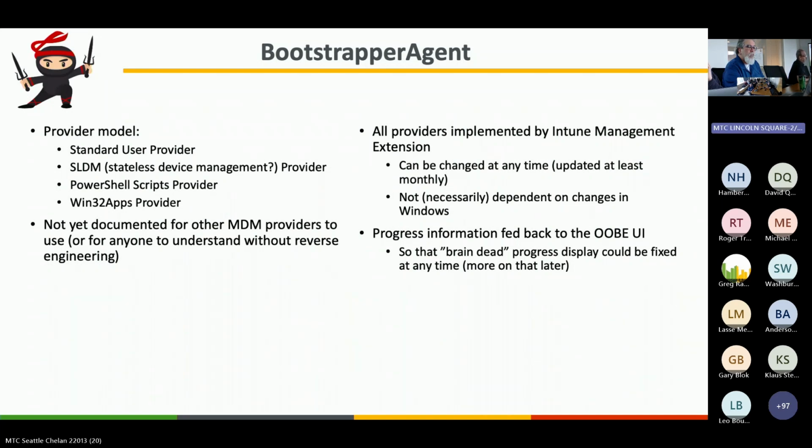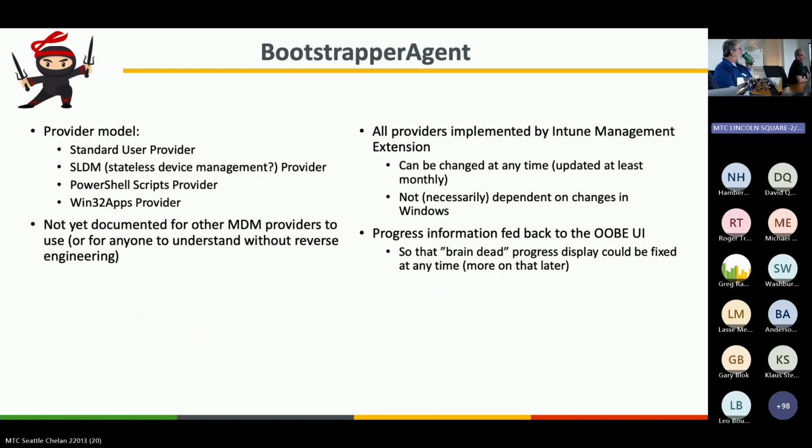So why would you want to do that? Effectively, it takes the whole provisioning process out of Windows. What's left in Windows? It's just the UI to display the progress, which is being fed information by the bootstrapper agent to choose what it should display. And everything else is in external code. So as part of the enrollment process, you would download this bootstrapper agent, the Intune management extension, install it, and then it takes over the process from there.